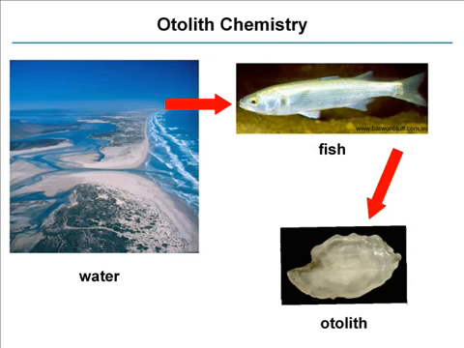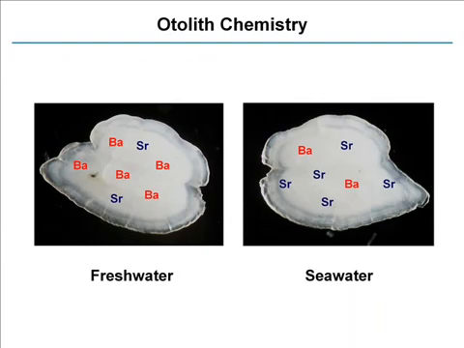Now, to use the chemical information within them, the premise behind this technique is that you've got the physical and the chemical environment influencing the rate of elemental uptake into the fish and the subsequent incorporation into the otolith. So, for example, if we have 2 fish, one that spent time in freshwater and one that spent time in saltwater, we'd expect the freshwater one to have much greater concentrations of barium, lower concentrations of strontium by comparison to the fish that spent time in seawater. This is based simply on the amount of those elements available in each of those environments.